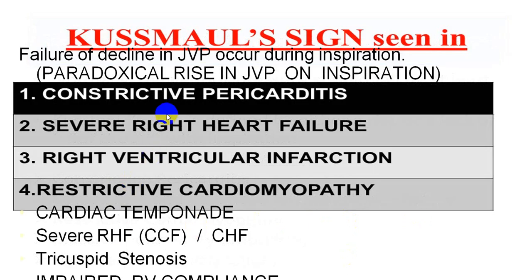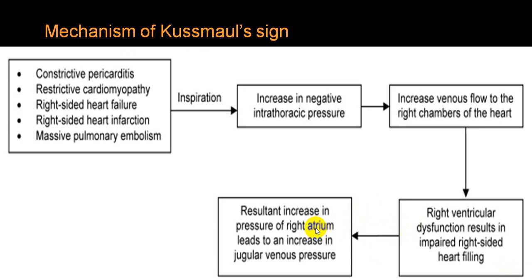So constrictive pericarditis is first, severe right heart failure, RVMI, restrictive cardiomyopathy, cardiac tamponade, severe congestive heart failure, tricuspid stenosis, and impaired RV compliance, which is very characteristic in case of RVMI. So in all these conditions, you can have Kussmaul sign positive. Mechanism, I am not going into detail. In all these conditions, during inspiration, there is increase in the negative intrathoracic pressure, increased venous return. Already there is an external pressure on the right ventricle, hence further elevation of jugular venous pulse.